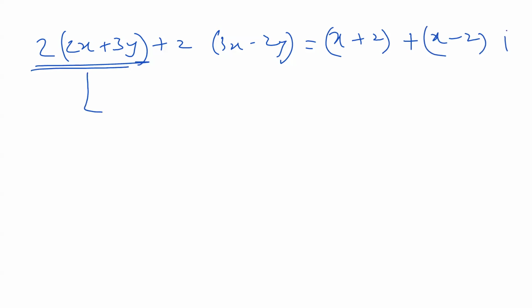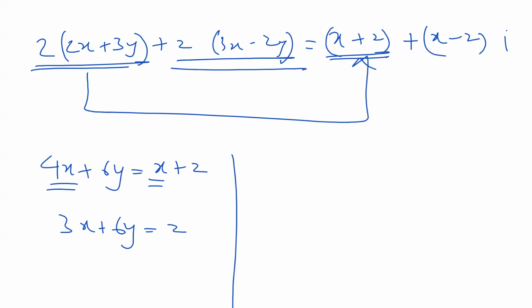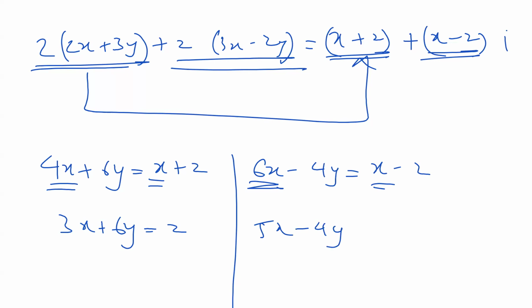So this will be equated to x + 2. So 4x + 6y = x + 2. So 4x - x is 3x, plus 6y is equal to 2. Fine. And then the imaginary part will be equated to the imaginary part on the right-hand side. So 6x - 4y is equal to x - 2y. So 6x - x is 5x, minus 4y is equal to minus 2. Now these two equations you have to solve simultaneously and get the answer. Okay, that I leave up to you.